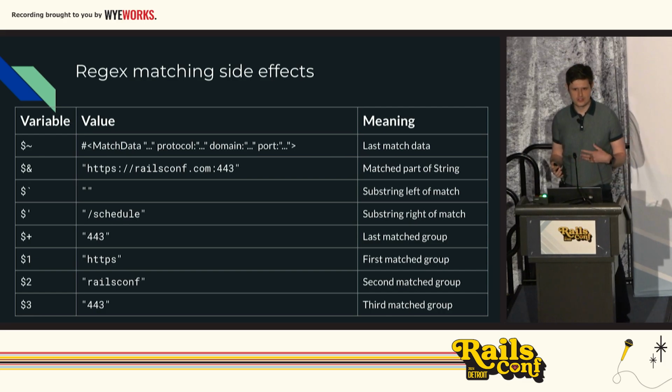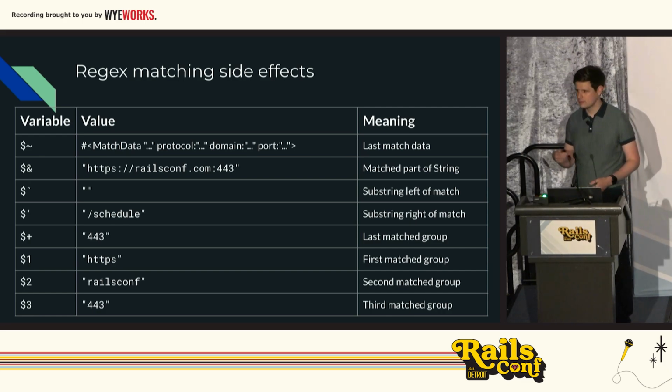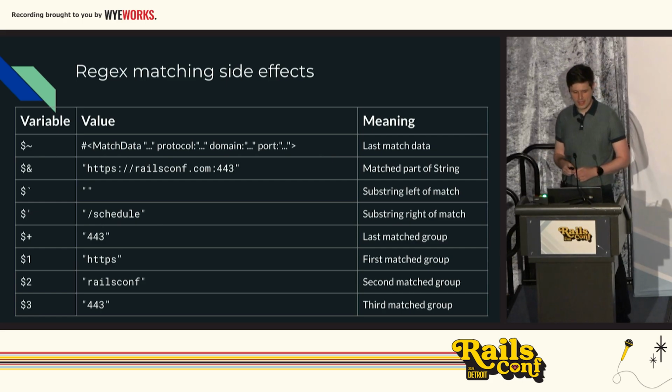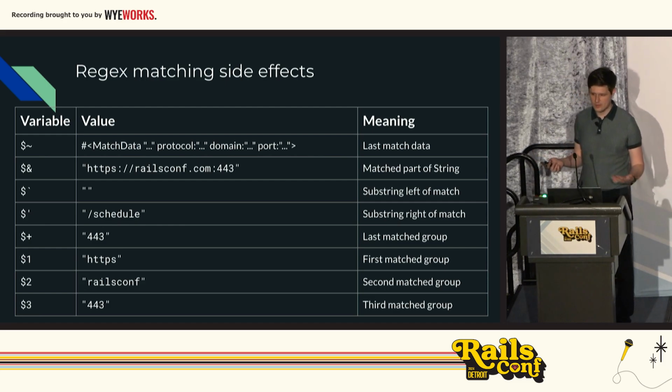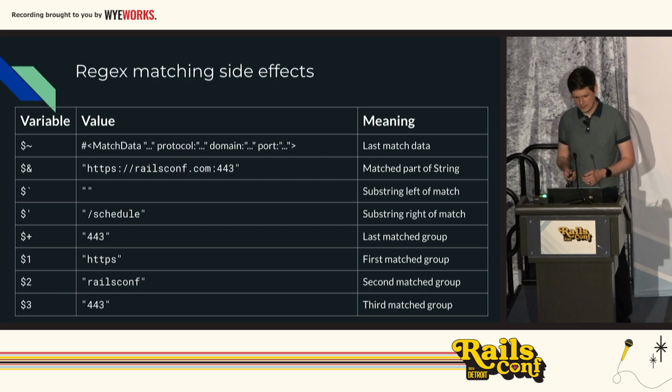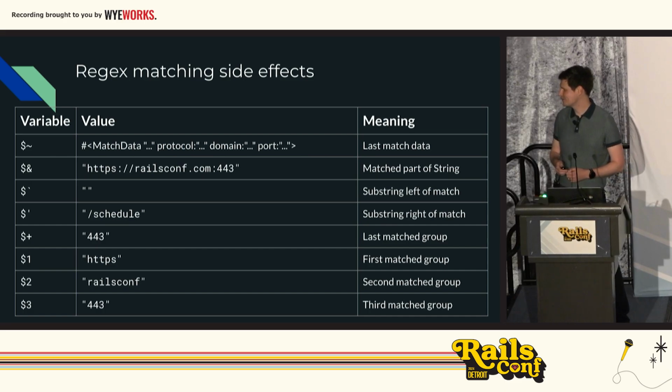And these are just the last match, different capture groups, different portions of the string that matched, etc. And you can use these in your code. They will change every time a regular expression match happens, so do be aware of that. And personally, I don't find them the most readable. I don't know that $ single quote tells me instantly substring right of match. So definitely be careful when introducing this to your code base with people that you like to work with.